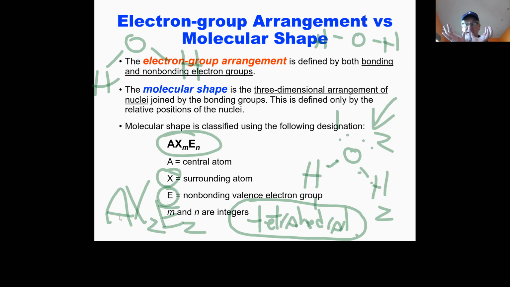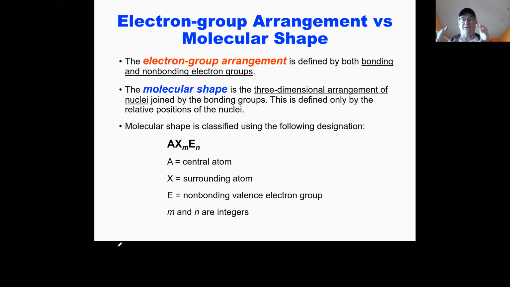The shape that we can actually see, we can't see the lone pairs, so we say that the molecule's bent. And that's the difference. I want you to be aware of that, because when you're taking a test or trying to explain it to somebody or thinking about it in your own brain, remember, as it says here on the slide, the electron group arrangement is defined by bonding groups and lone pairs, non-bonding groups. But the molecular shape is determined only by the three-dimensional arrangement of atoms, of nuclei.